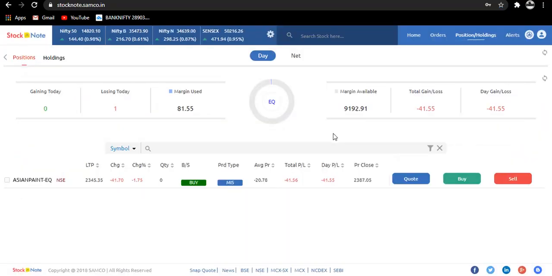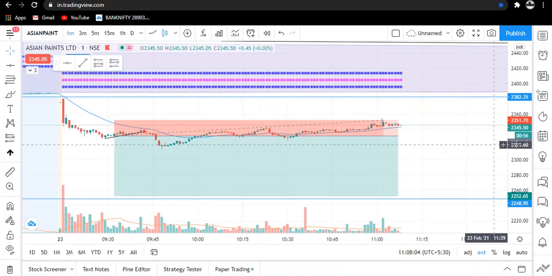This is my trading terminal and here you can see my loss is 41 rupees today. Okay traders, so this is our today's trade. Let me explain the setup which I was trying to do over here.